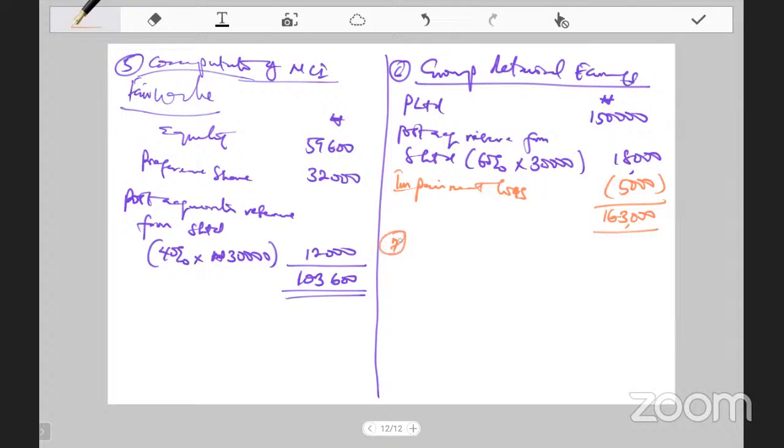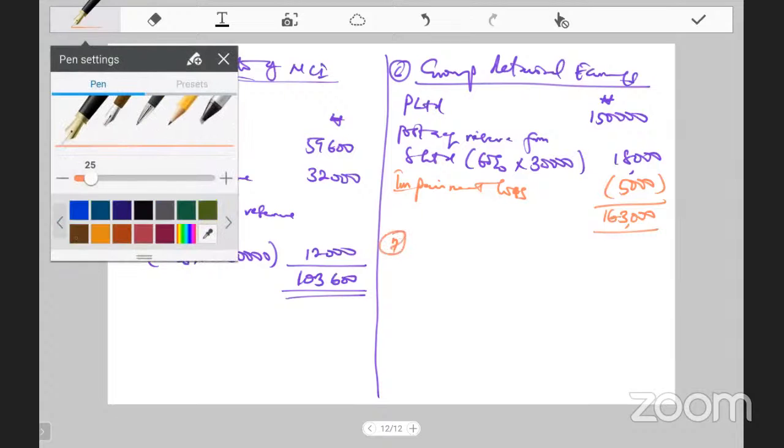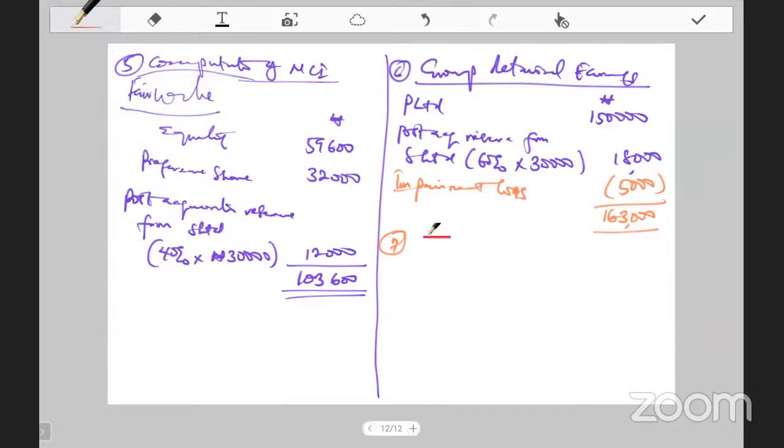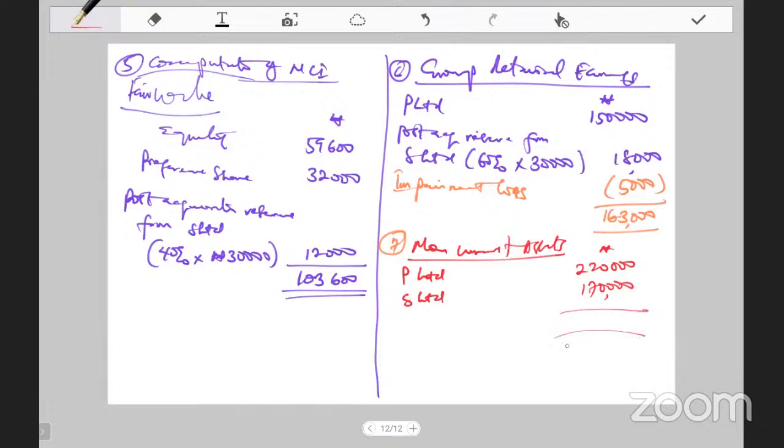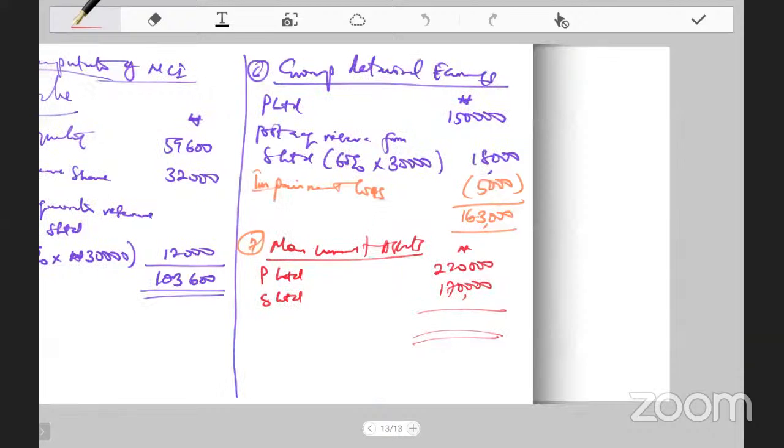For note 7, we do what I told you we always do. We go straight and pick all the information where we need it. We pick the non-current assets. What is the value of non-current assets for P Limited? 220,000. For X Limited, how much? 170,000. Is there any adjustment? No. So that ends that. Move to the next item.